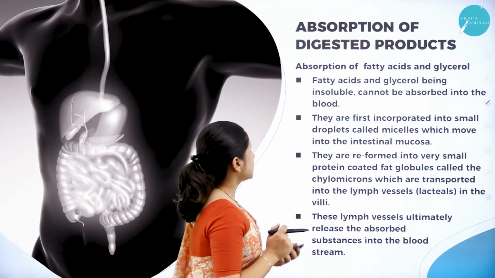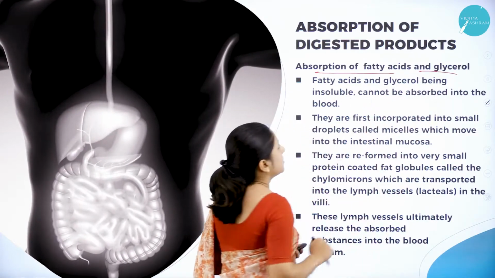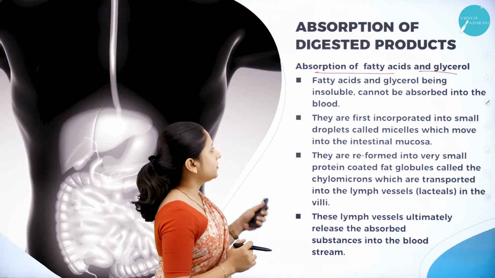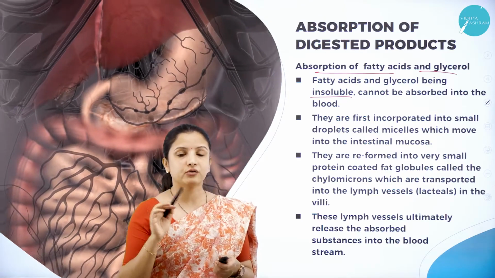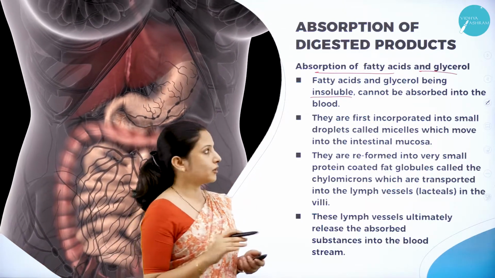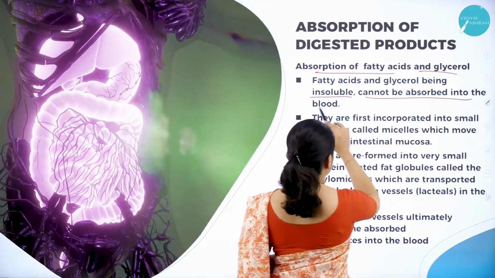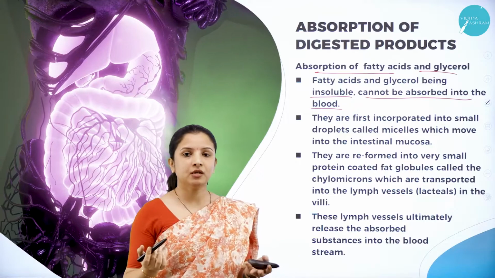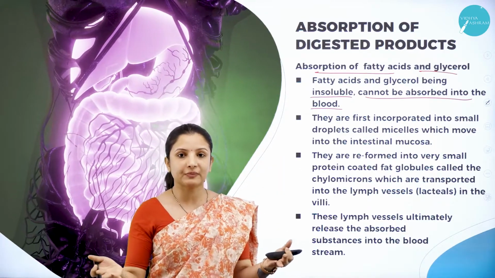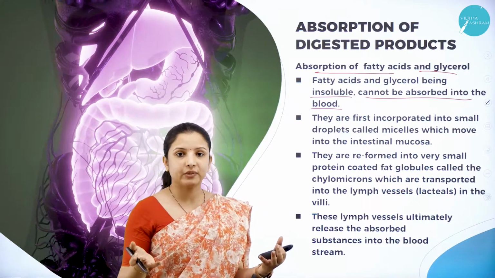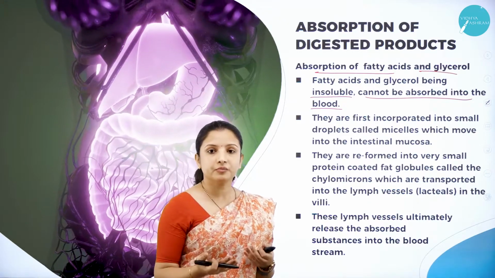Next we shall understand how the absorption of fatty acids and glycerol takes place. Fatty acids and glycerol are insoluble, right? They are not soluble. They don't dissolve in water. Being insoluble, they cannot be absorbed directly into the blood. The fat globules or the fat droplets would remain separate because they do not mix properly with the blood. They do not become soluble in the blood.